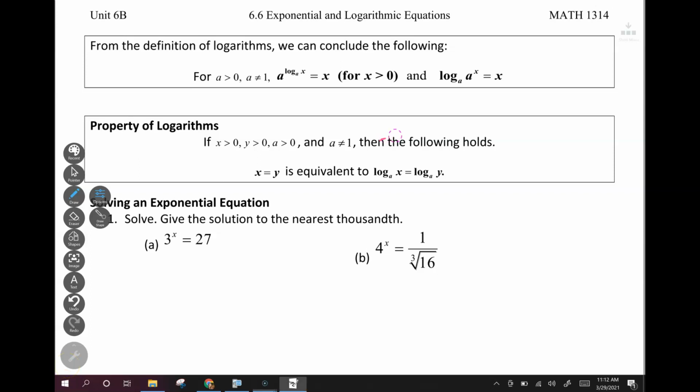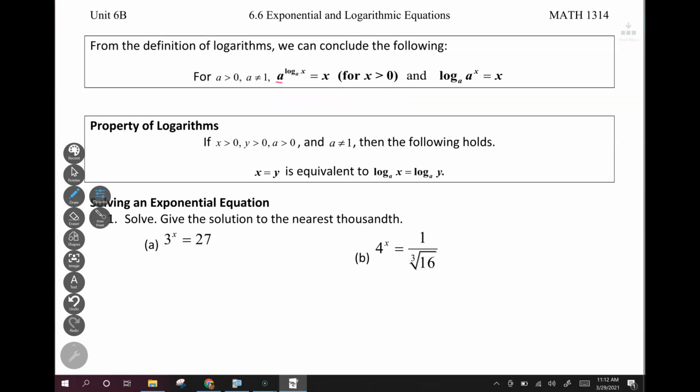Think about why this makes sense. Let's try converting this to log form. This would be log base a, because the base of your exponent is a, so log base a of x equals the exponent, log base a of x. Right? Log base a of x equals log base a of x, obviously true. So that's why that property works.